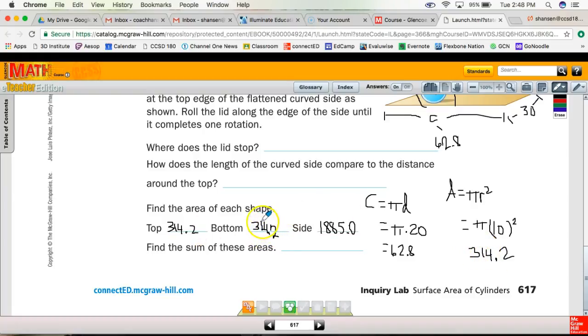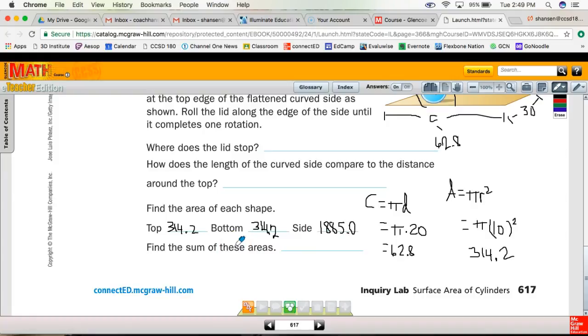I apologize for the illegibility. Then the third shape was the rectangle that we got from unfolding it, unwrapping it, whatever you want to call it. That is the circumference times the height. Pi times diameter gave us the 62.8. That was this dimension right here when I roll it out. The other dimension was the height of the cylinder, which was 30. I multiply 62.8 times 30 because the area of a rectangle is length times width, and that gave me 1885.